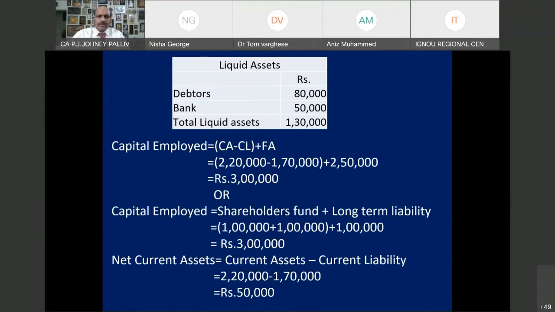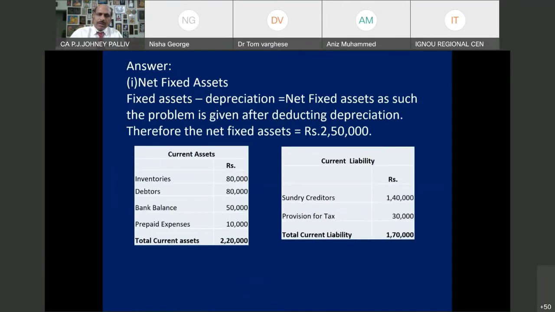net current assets. Net current asset is current assets minus current liability. The formula for net current asset. The net current asset is also called working capital. Yesterday we have seen net current asset is also called working capital. What is working capital? Current assets minus current liability. So that is the question number 2. For computing question number 2, net current assets, that is working capital, CA minus CL. CA means current assets. CL means current liability. How to compute? You can see first current assets.